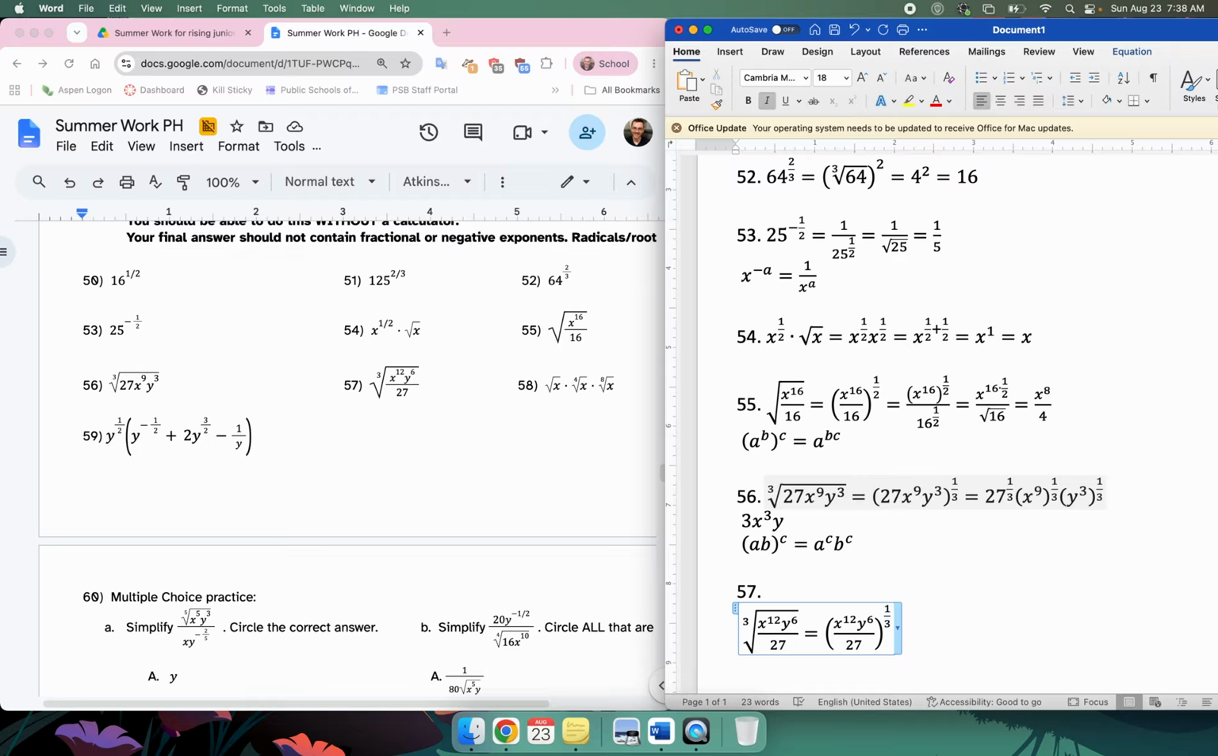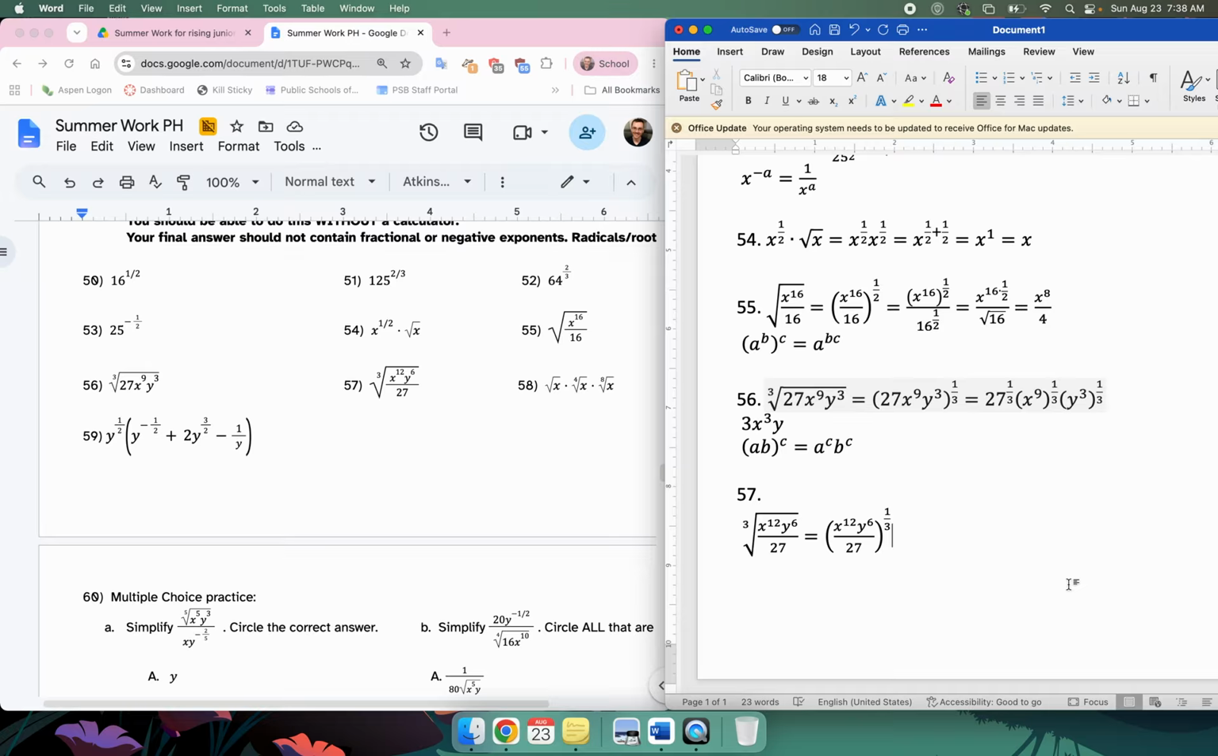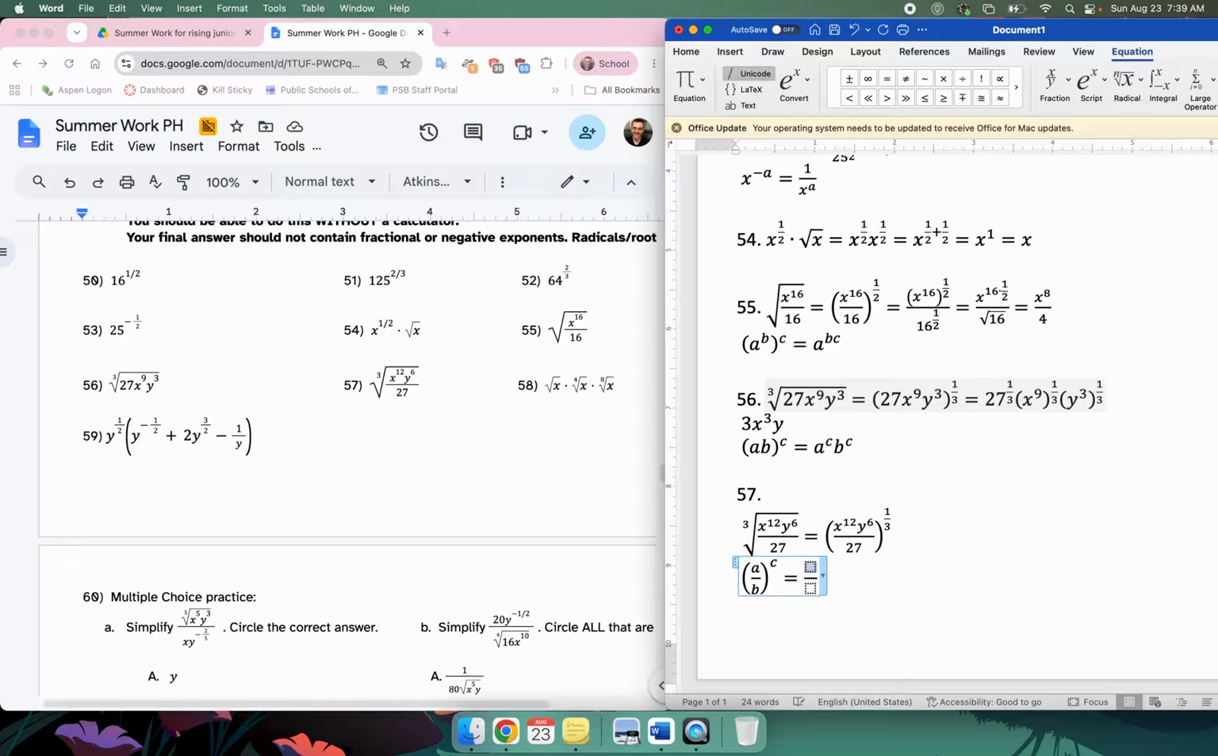And then basically what's going to happen is that 1/3 is going to get distributed to everything because, as I mentioned earlier, there's an exponent rule which says a over b to the c is equal to a to the c over b to the c. In other words, exponents distribute over fractions, like to the top and the bottom of the fraction. So we're going to raise both the top and the bottom of this fraction to the 1/3 power.